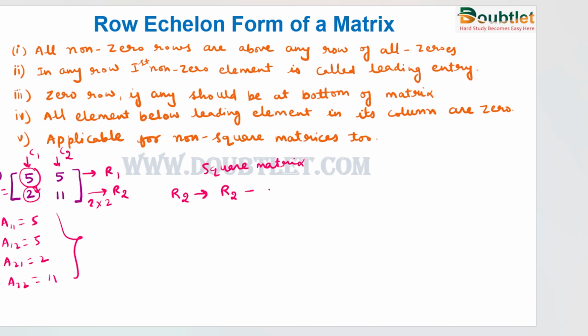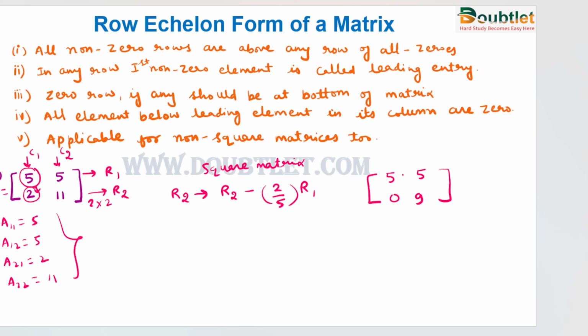R2 minus, so we have to convert this 2 to 0 using the 5. We multiply R1 by 2 by 5. On applying this operation, the matrix becomes 5, 5, 0, and 11 minus 5 times 2 by 5, which is 9. In this matrix, only one operation is needed to convert it into row echelon form.